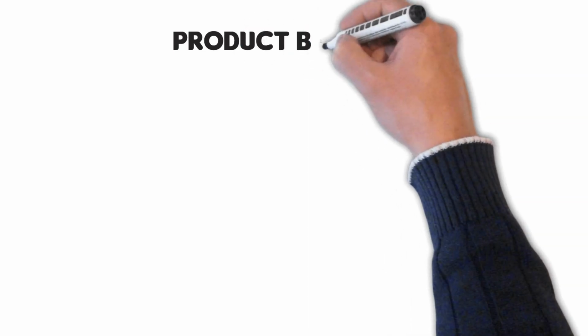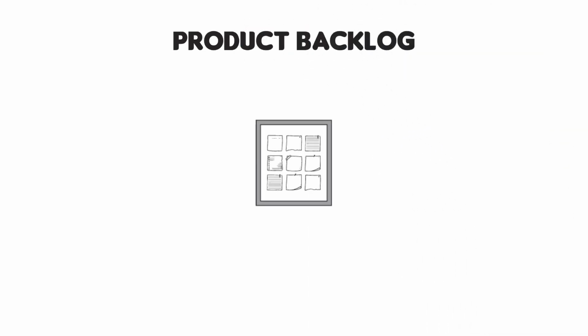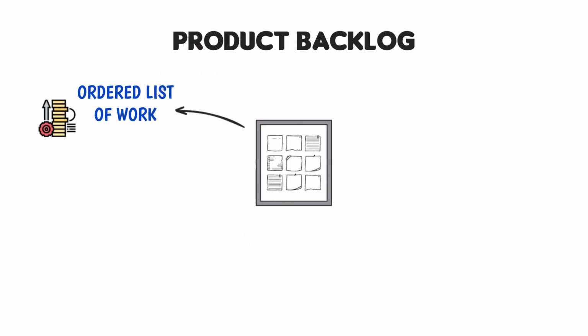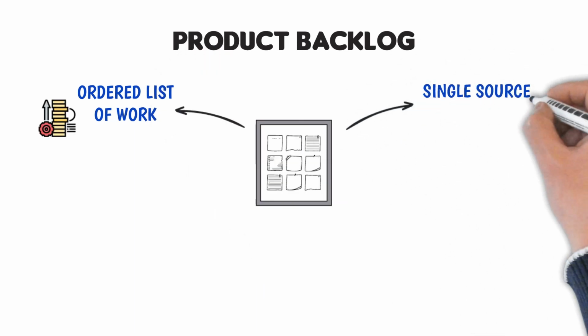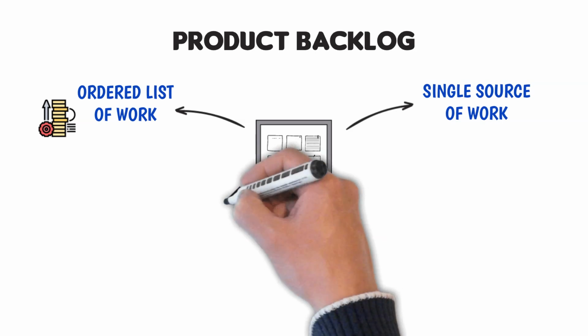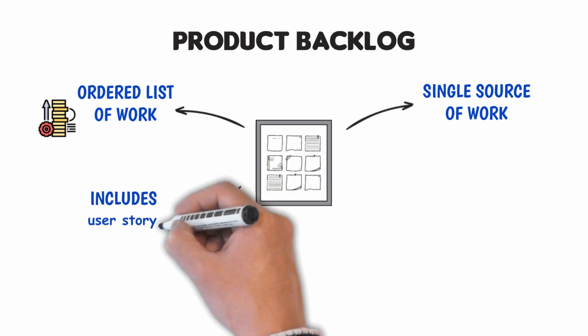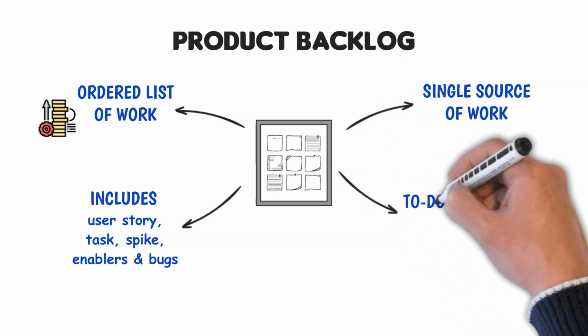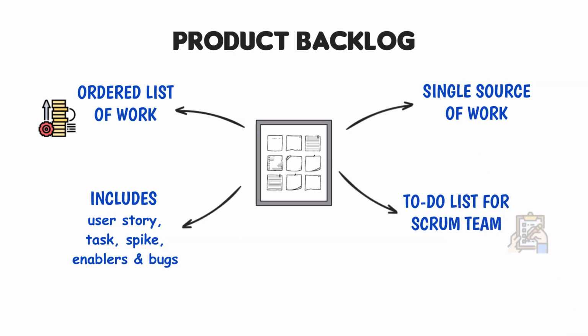The first artifact is Product Backlog. The Product Backlog is an emergent, ordered list of work to build and improve the product. It is the single source of work undertaken by the Scrum team. That means it includes everything such as user story, task, spike, enablers, and bugs, etc. So, in simple language, the Product Backlog is a to-do list for the Scrum team.